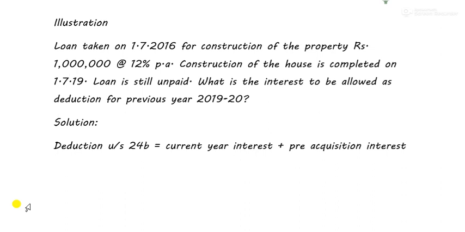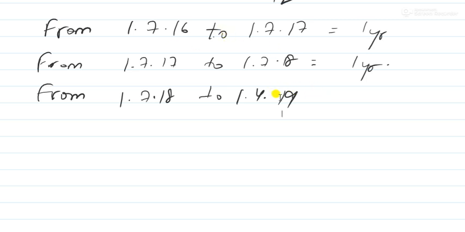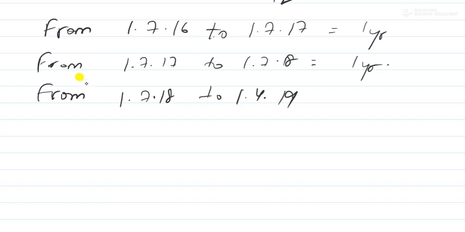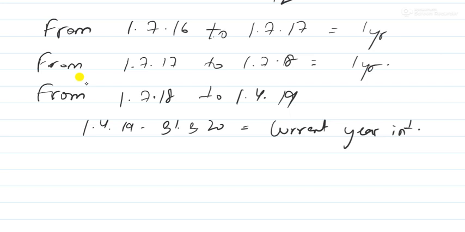Why 1 4 19? Because the year is starting on April, so I will not include April, May, June in this year. Because from the year 1920, I'm giving my house for let out. The house is completed on 1 7 19, but still I'll be allowed interest till March. The new year interest means the interest from 1 4 19 to 31st March 20. This will be included in the current year interest. These 3 years will be included in the pre-acquisition or pre-construction interest.